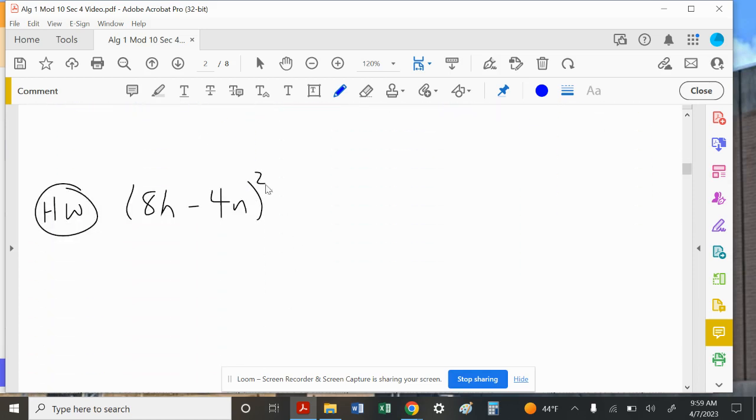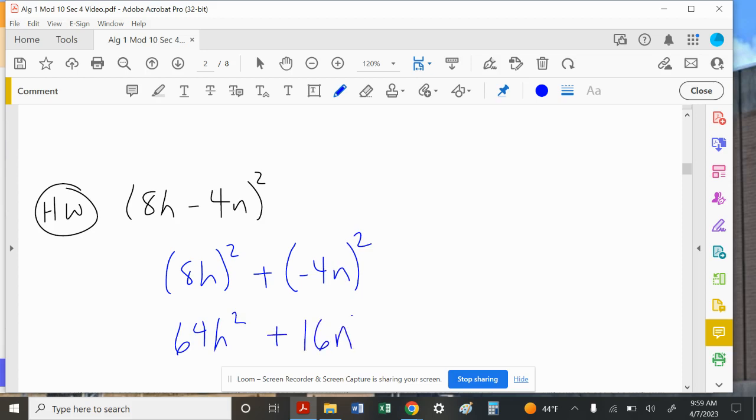We're going to do one more, same kind of problem here. You can see that we are first going to do 8h squared plus negative 4n squared. 8h squared is 64h squared. And then plus 4 squared is 16, 16n squared. Remember that we can distribute the power through when it is a multiplication problem. So I can distribute that power through in that problem for that reason.